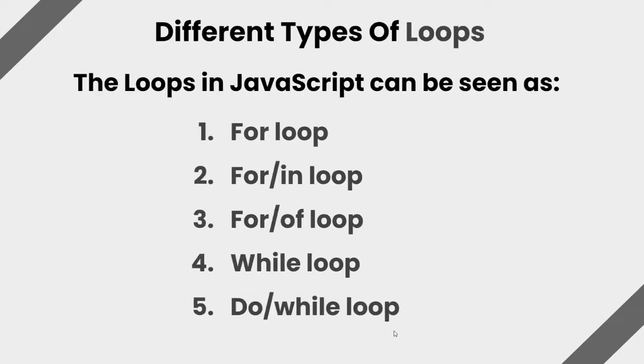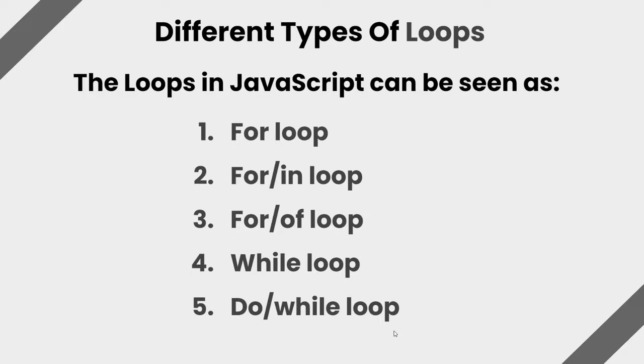So without wasting much time, on this page you would actually be seeing the different types of loops. As you can see, the loops in JavaScript are: first we have the for loop, which is followed by one of its variants, the for in loop. After the for in loop, we have the for of loop.